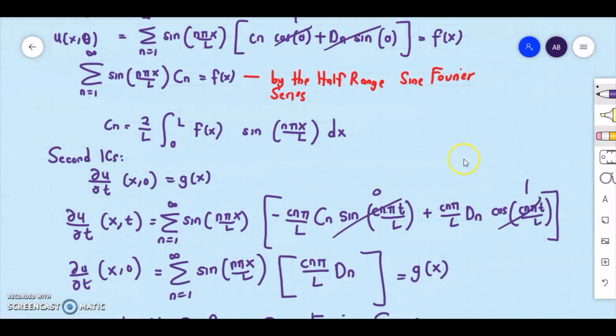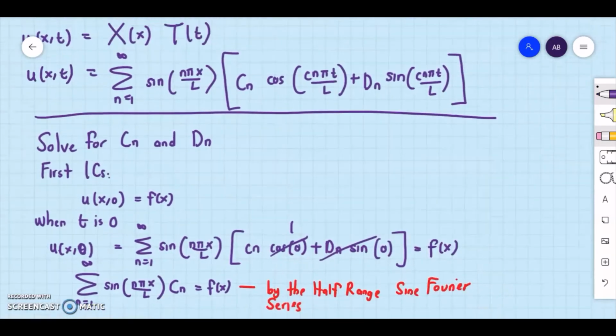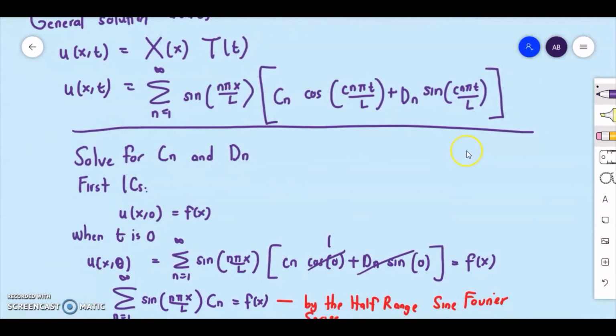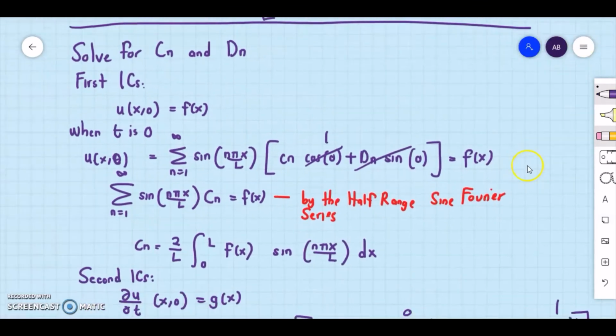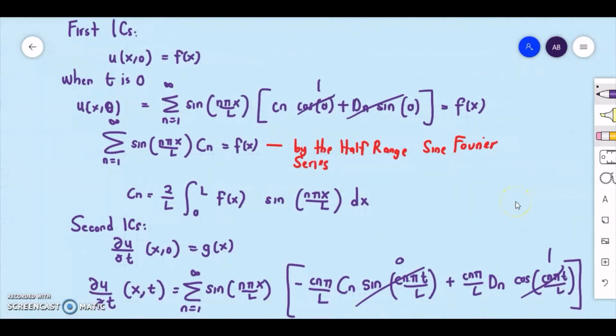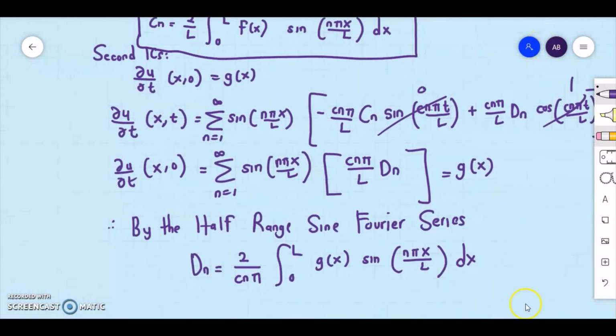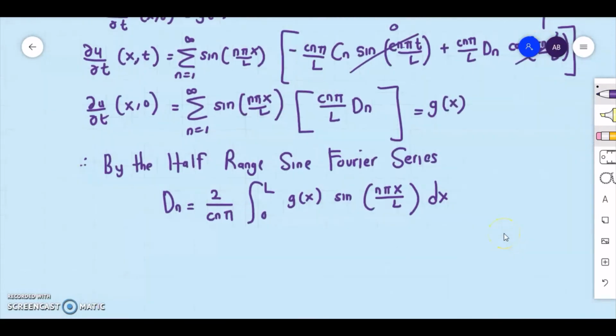So we have looked into the solution for this vibrating string on a finite interval. The solution is given by this equation here, this u(x,t) equation, where my c_n and d_n are obtained from the first and second initial conditions. This is my equation for c_n, and for my d_n, this is the equation.